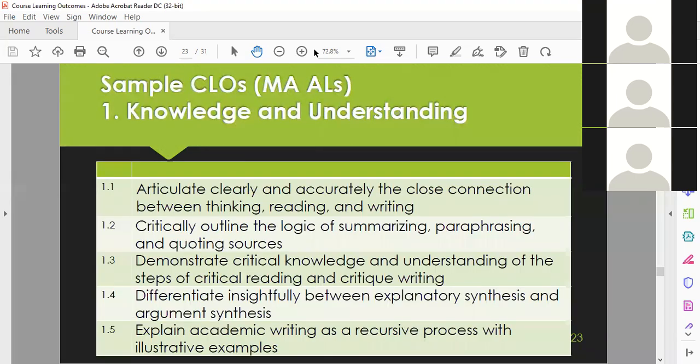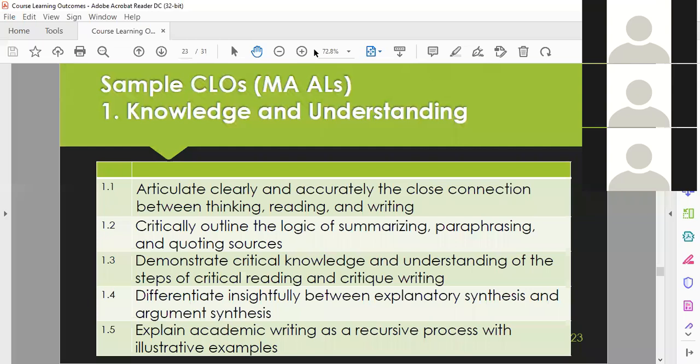Okay, let me share with you a course that I consider as an example. I may not claim that this is a perfect example. I may also need your comments here, but this is not a BA course, but an MA level course. This is an advanced academic writing course. I tried to write the course learning outcomes of this course. These are the ones at the knowledge level and understanding. You can have a look at them.